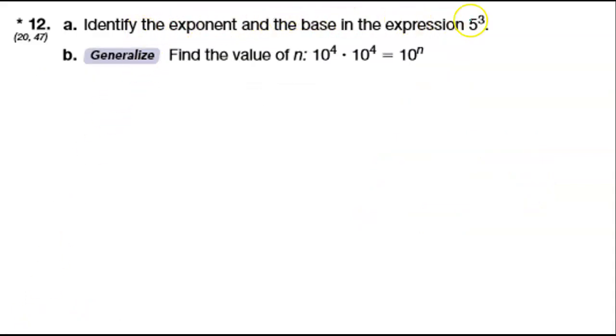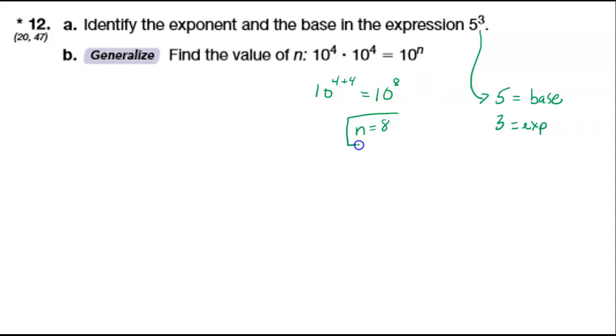Identify the exponent and the base in this expression. For this expression, the 5 is considered the base, and the 3 is considered the exponent. And then B says find the value of n, where 10 to the 4th times 10 to the 4th equals 10 to the n. We know that when we multiply the same base, we add the exponents, which means n is equal to 8.